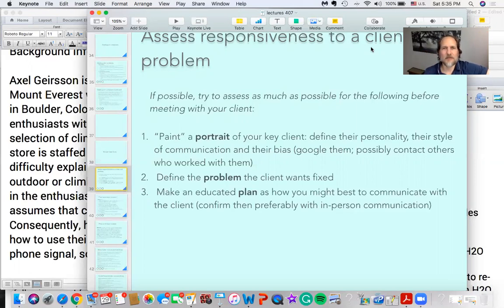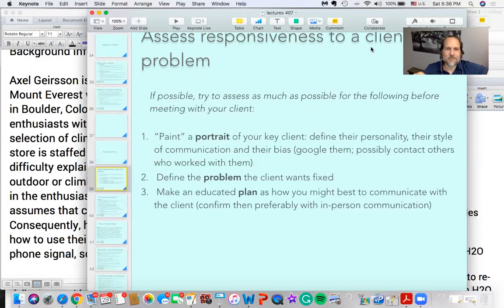I always recommend this with any client that you're going to serve in any way, and I say client in quote marks. Could be a customer, could be a fellow employee, could be your boss. But we want to look at their personality, their style of communication, and their bias. The second thing we want to look at is the problem, and what is the problem from their perception as best you can manage. And third, make an educated plan as to how you might best communicate and fulfill solving that problem.